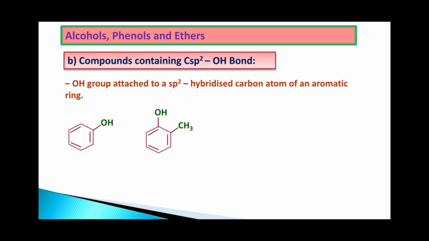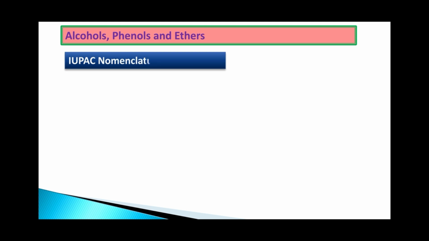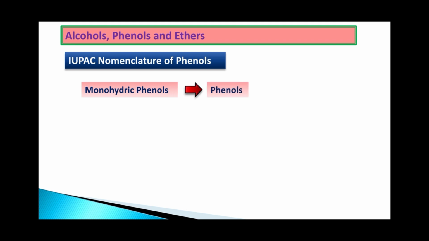Now we will go for the IUPAC nomenclature. The IUPAC nomenclature of phenol is very easy. When it is a monohydric phenol, containing only one OH, it is directly referred to as phenol, and the substituents are taken as a prefix. For example, if methyl is there, then methylphenol. If ethyl is there, ethylphenol. If you have other substituents like propyl, nitro, amino, then aminophenol, nitrophenol, and so on. The substituents will be given as prefixes along with phenol.